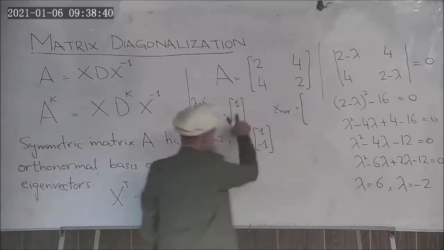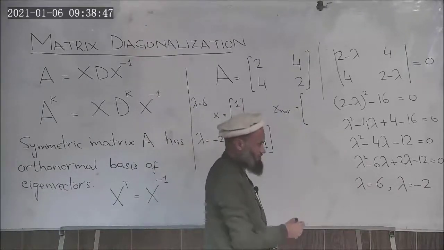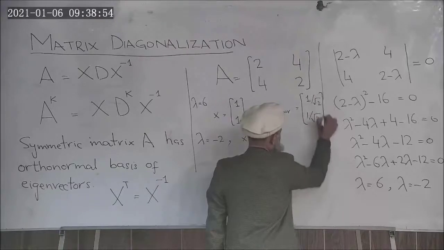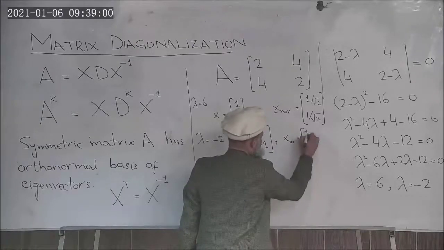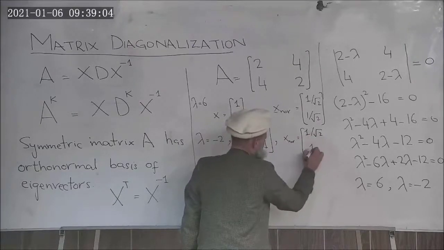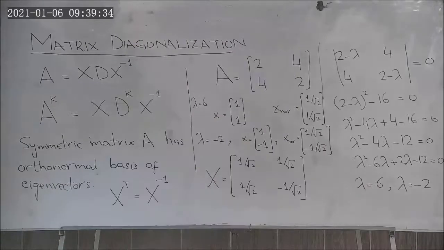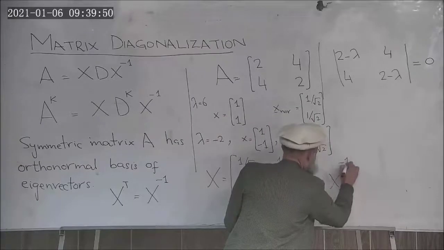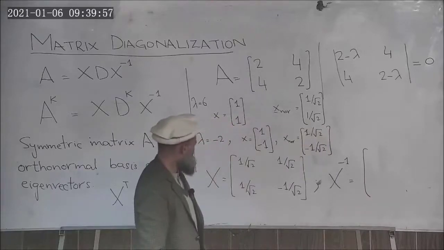So what is a normalized vector? The entries divided by the magnitude of that vector. So 1 over square root of 2, 1 over square root of 2. Likewise, this vector normalized is 1 over square root of 2 and -1 over square root of 2. So this matrix X will be orthogonal. By orthogonal matrix, we mean that its inverse is simply the transpose of this matrix.